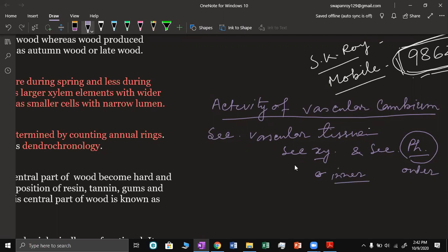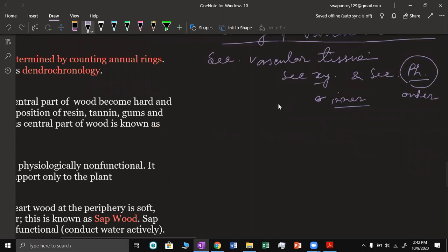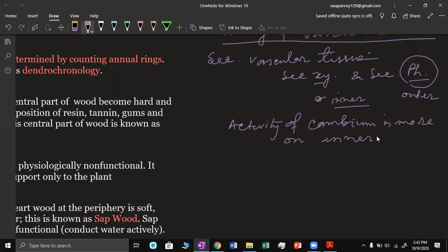In this production of the secondary xylem and secondary phloem, the activity of cambium is more on the inner side, is it? So more secondary xylem is produced, and this is known as wood. Okay, so wood is produced, and less secondary phloem is produced.